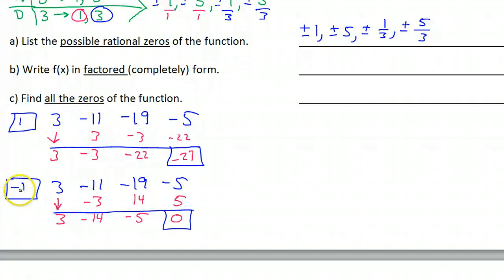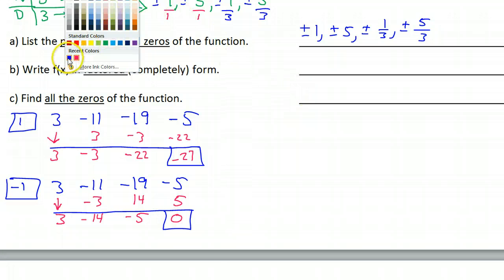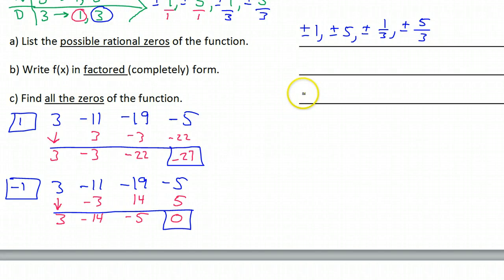So let's see. This -1 that worked is then a 0. So let's go ahead and put that on the list. So we have a 0 of -1, which translates into a factor of x plus 1. Okay?